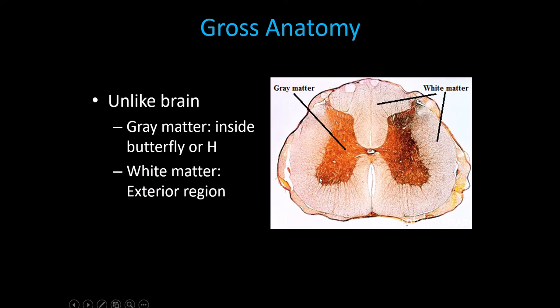Unlike the brain, the gray matter, white matter organization is flipped. So on the brain, it was gray matter outer cortex, white matter inner. Here, it's the gray matter that's inner and the white matter that's more exterior. So this H or butterfly is the gray matter, where we find the cell bodies of all of our neurons, and then out here is the white matter, where we find essentially just axons, taking information either to or from the brain.